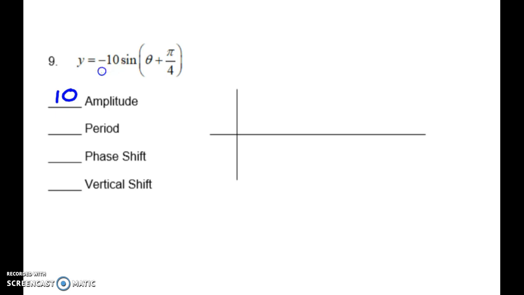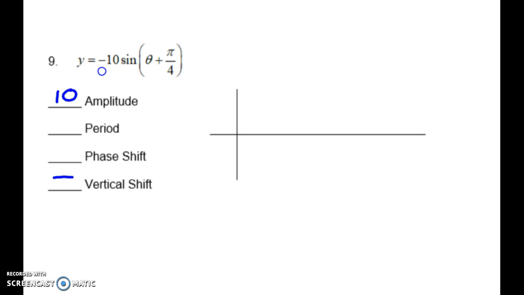Okay, next let's go ahead and look and see if there is a vertical shift. If there is something out here, we call that D, that would be a vertical shift. And that means that the midline that we have here would be shifted up or down based on the number that is right there in that space. There is not one, so what I'm going to indicate is that there is no vertical shift, or I can write the word none.